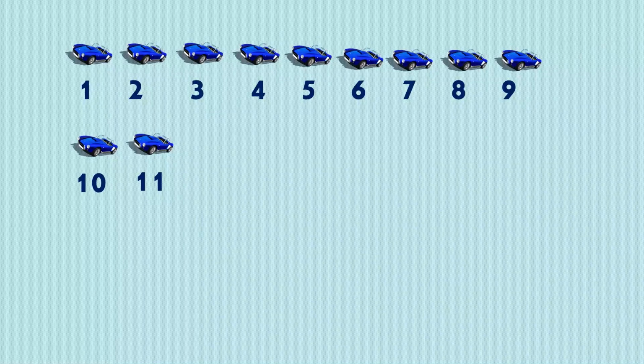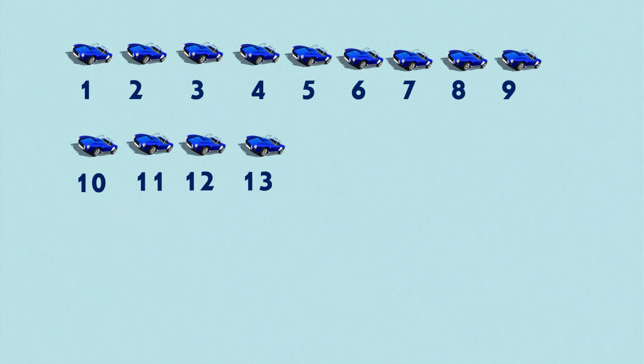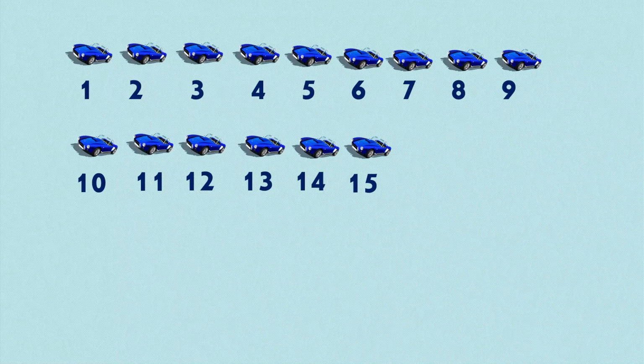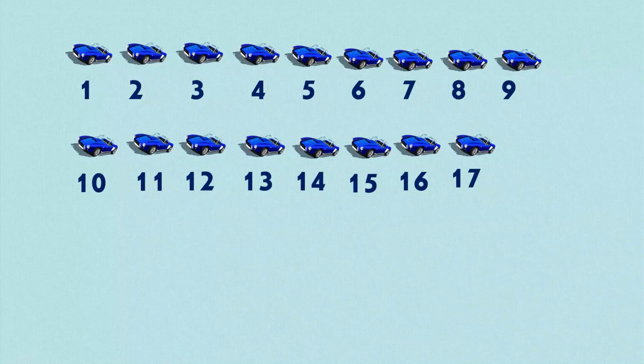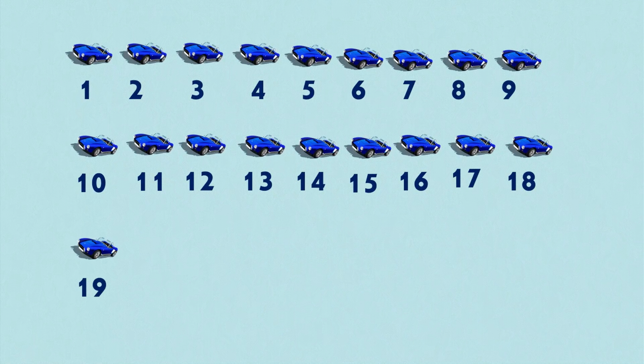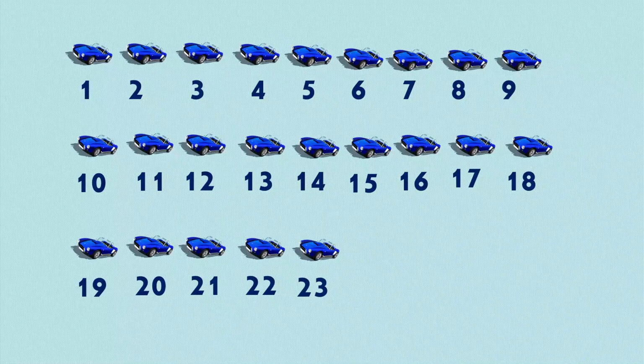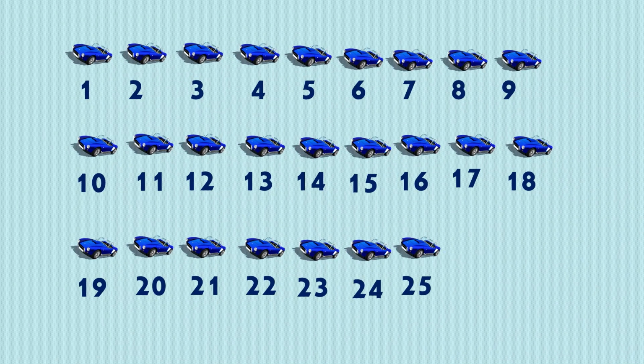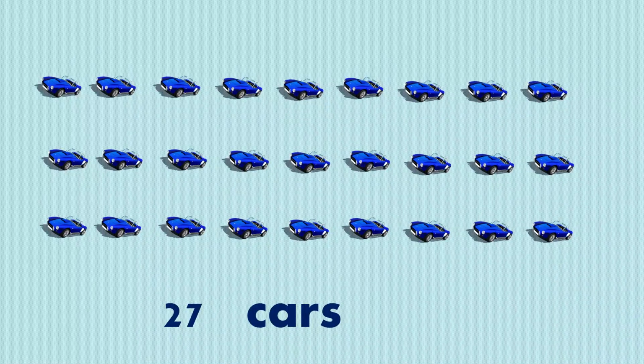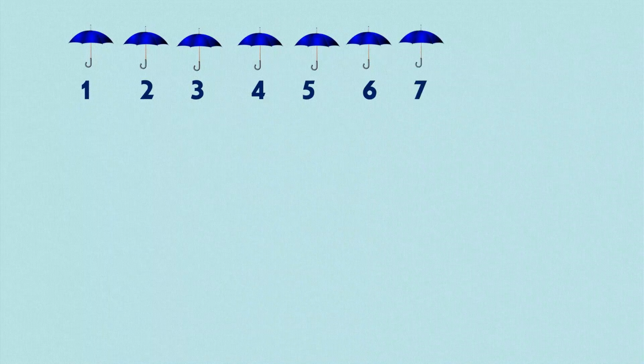0, 1, 2, 3, 4, 5, 6, 7, 8, 9, 10, 11, 12, 13, 14, 15, 16, 17, 18, 19, 20, 21, 22, 23, 24, 25, 26, 27. 27 cars. 27.